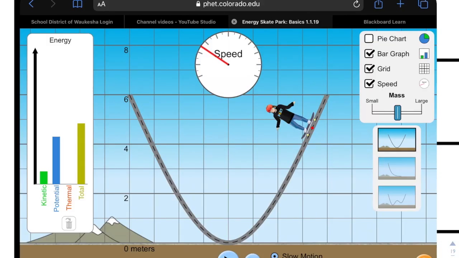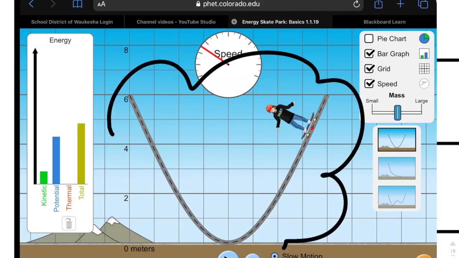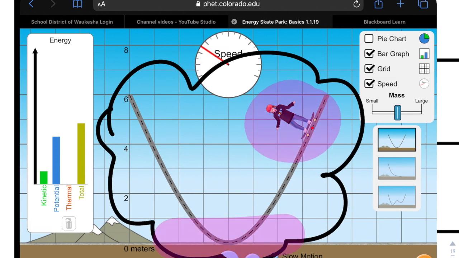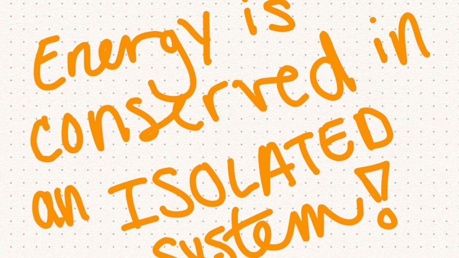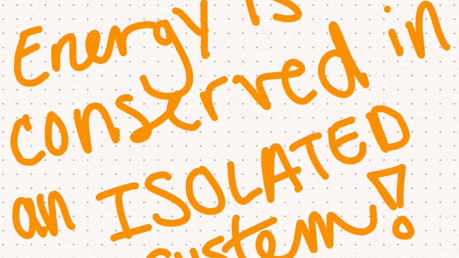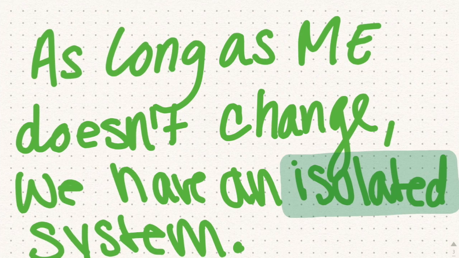If I put a bubble around my skateboarder and the earth, and that is my system, then if nothing comes in or out of that bubble, we consider that an isolated system. So nothing is interacting with the objects inside the bubble. It's just those objects, and they can interact with each other in different ways, but nothing else is coming in or out of the bubble. And that's when we're going to have conservation of energy. Energy is only conserved in an isolated system, so when nothing punctures the bubble, nothing comes in or out. Okay?